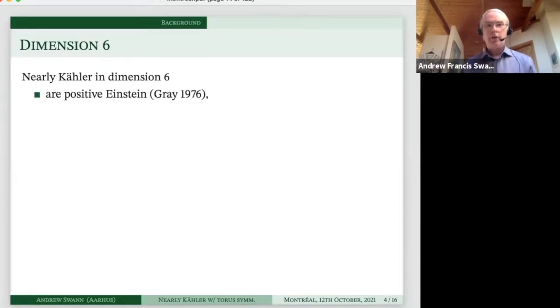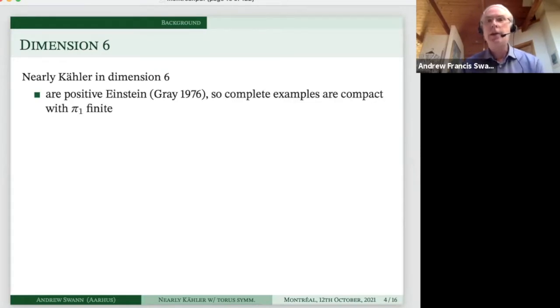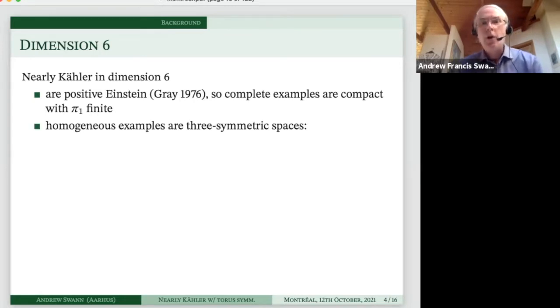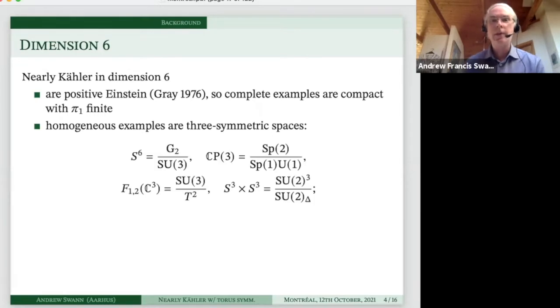So Gray proved that in dimension 6, nearly Kähler manifolds are automatically positive Einstein spaces. So if I'm looking in the complete case, then they will be compact, and pi1 will be finite, so it's not any loss of generality to assume they're simply connected. The homogeneous examples are known, so they fall into this category of 3-symmetric spaces, and there are exactly 4 examples in dimension 6.